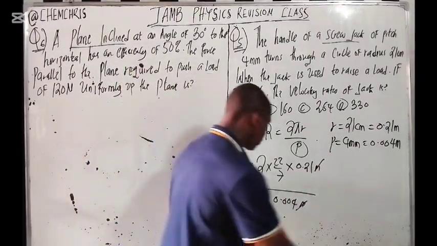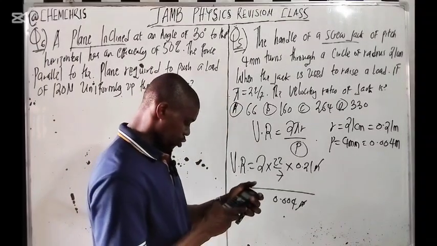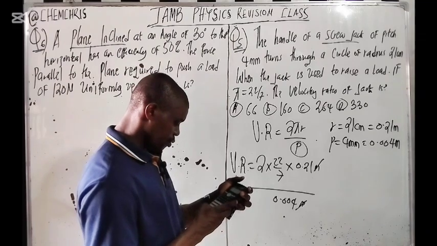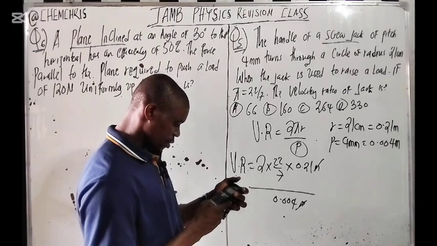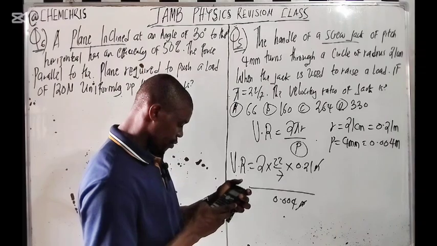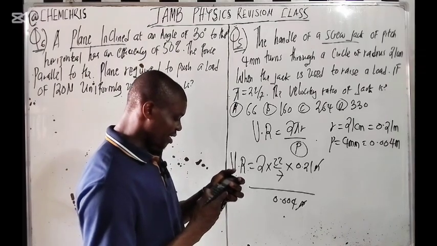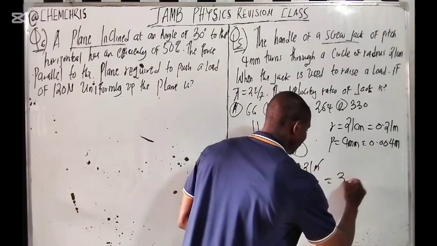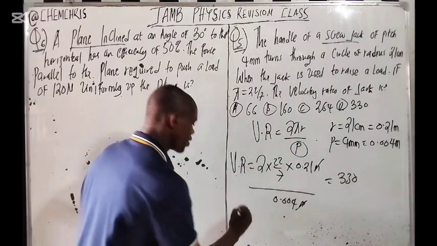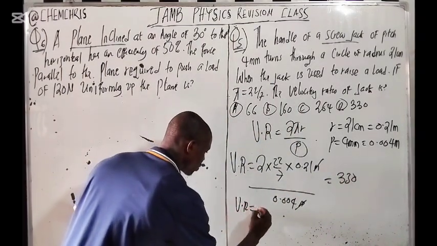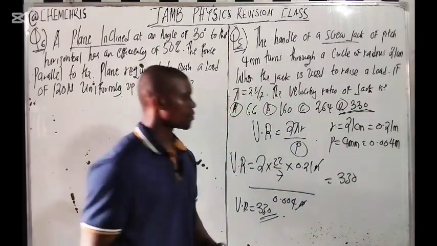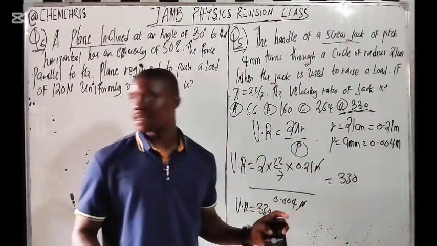Hope you understand. So now let us solve it here. 2 times 22 divided by 7 times 0.21 divided by 0.004. Here we have 330. So here we have 330, right? So the velocity ratio is 330. The answer is D.